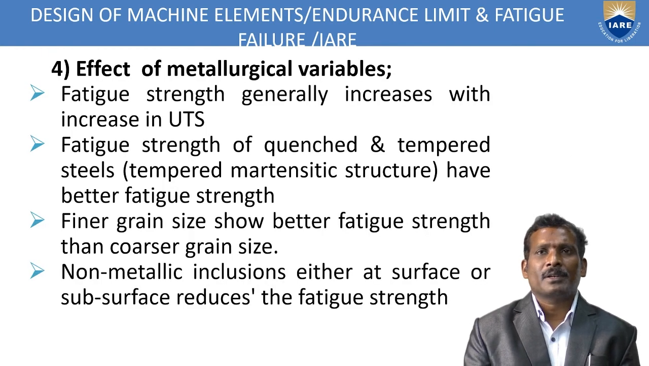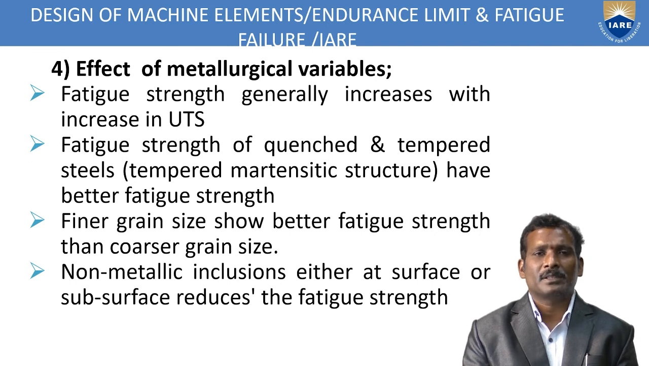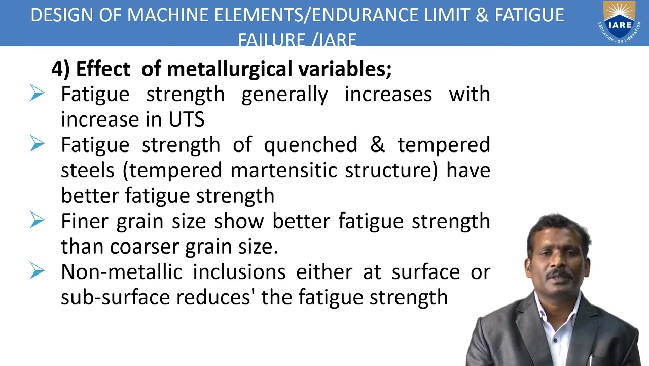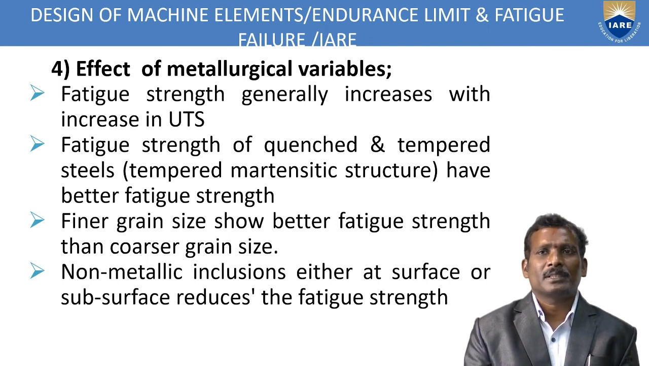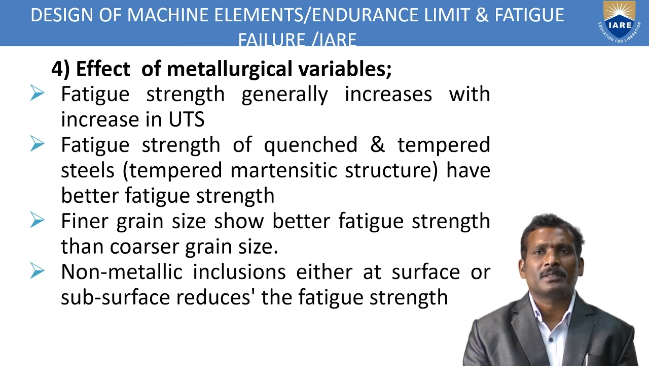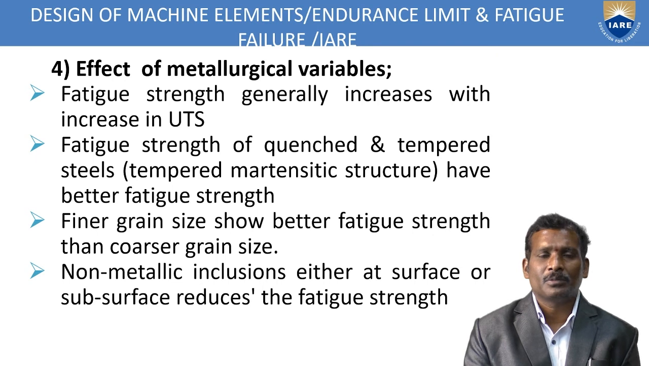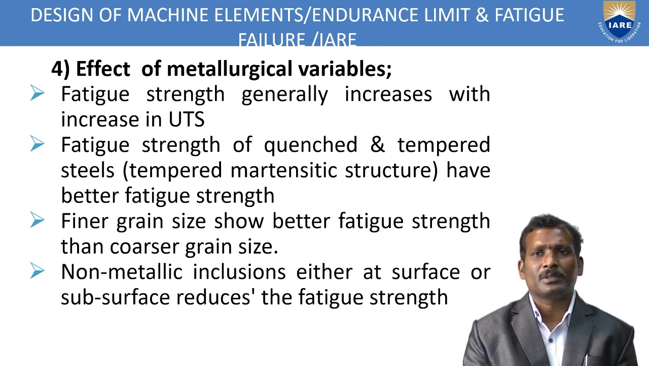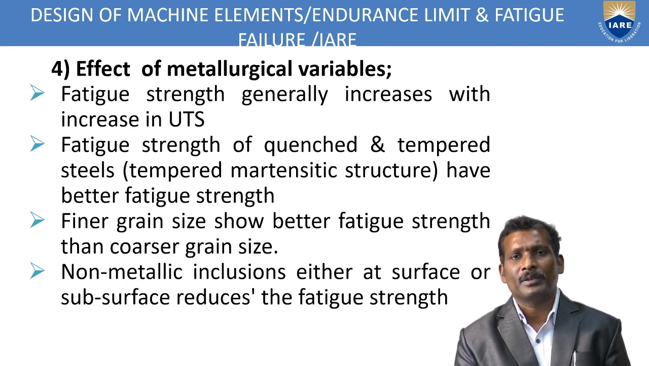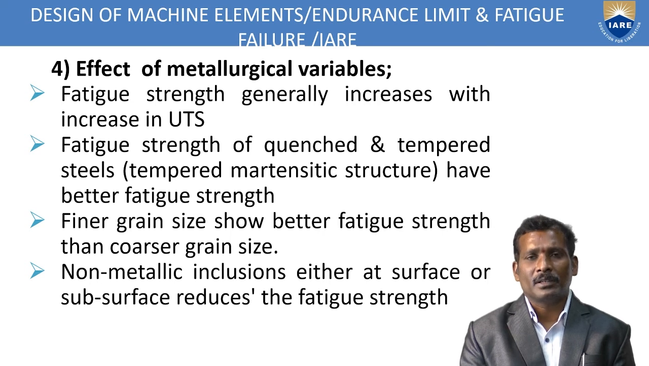Next, the fourth one is the effect of metallurgical variables. The fatigue strength generally increases with the increase in ultimate tensile strength. The quenched and tempered steels have better fatigue strength. That's why the material should always be heat treated. Due to heat treatment processes like tempering, the martensitic structure will vary. And normalizing. These are all heat treatment processes.